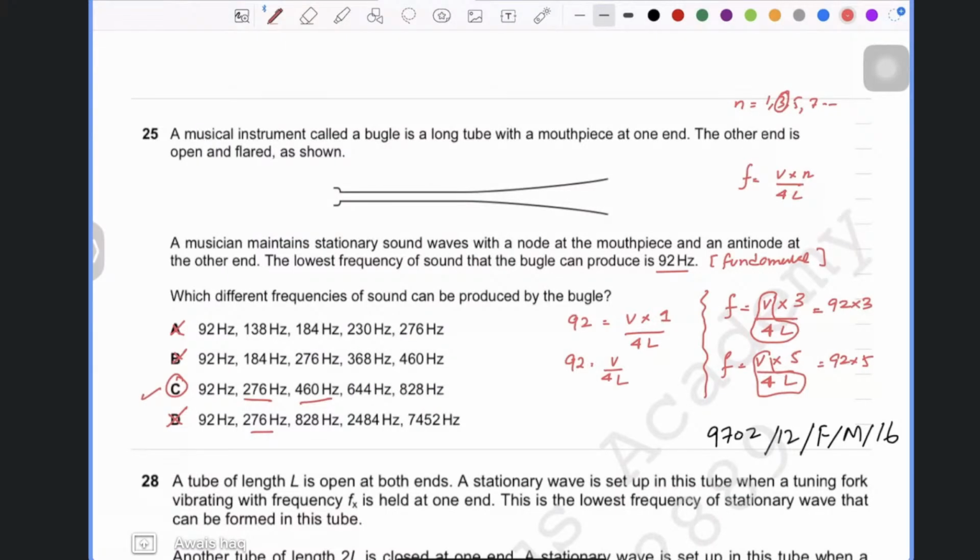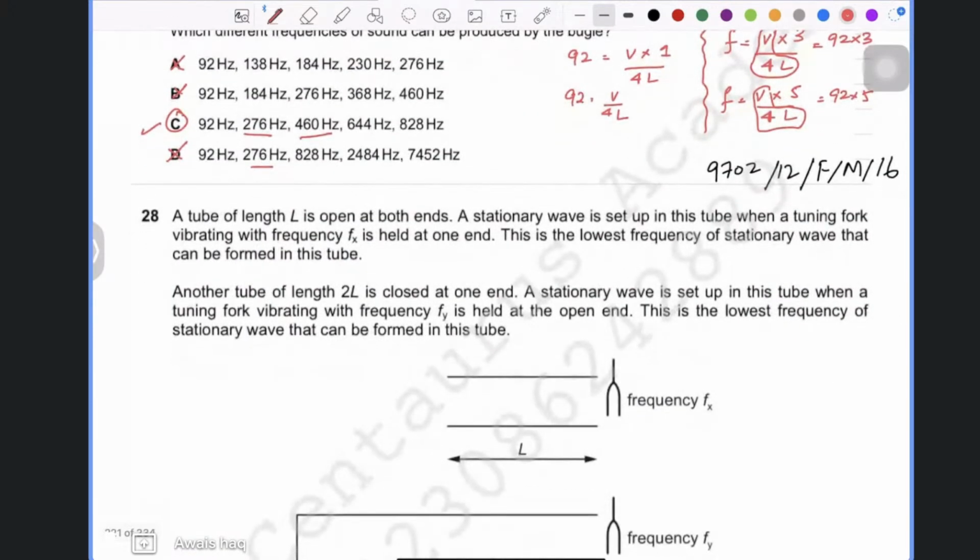Okay, now in this one, some issue with the recording ones.